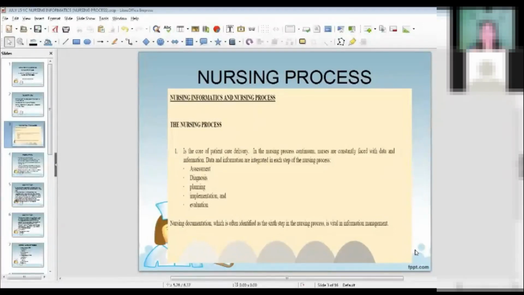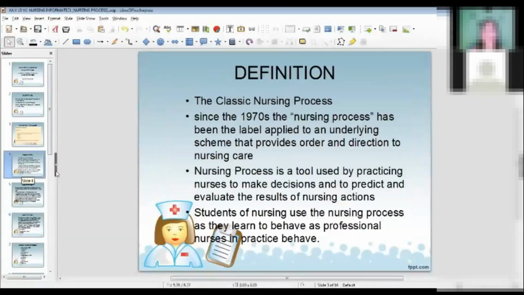So these steps in the nursing process, there are changes as we continue to modify the nursing process. So before, that is part of our history. The classic nursing process, since the 1970s, the nursing process has been the label applied to an underlying scheme that provides order and direction to nursing care.